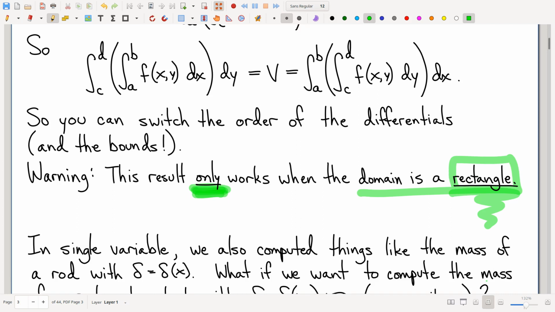Very soon, as in just a couple of minutes here, we're going to start talking about what happens when your domain is not a rectangle. And there's a couple of little tweaks to the deal there. But anyway, no big deal. Try to remember this idea that you can just switch the differentials and switch the bounds. That's a peculiarity that works only in the case that we've been looking at here now, namely where the domain is a rectangle. Okay, absolutely does not work for any other domain.